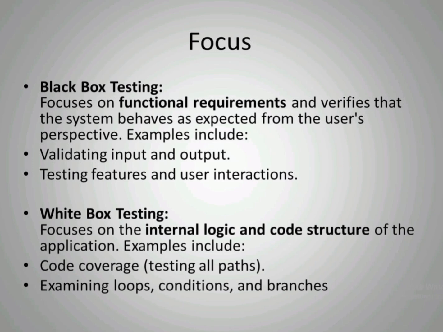Focus. Black box testing focuses on functional requirements and verifies that the system behaves as expected from the user's perspective. Examples include validating input and output, testing features and user interactions. White box testing focuses on the internal logic and code structure of the application. Examples include code coverage, examining loops, conditions, and branches.